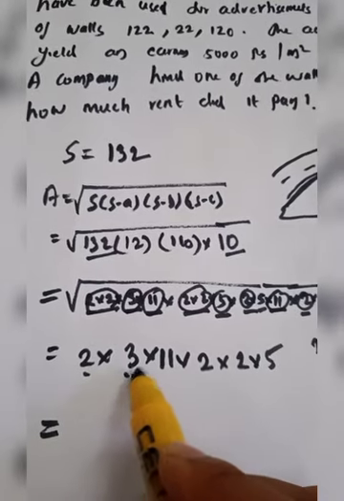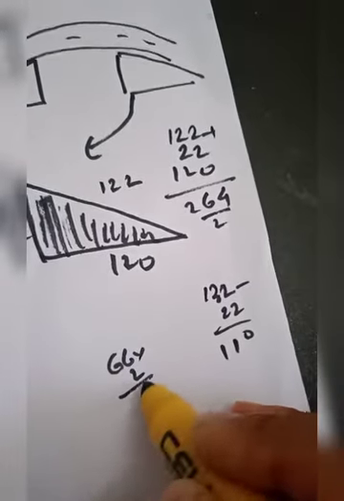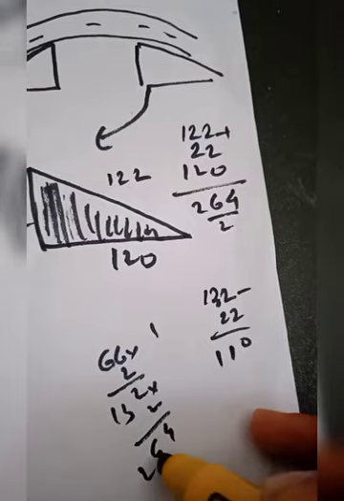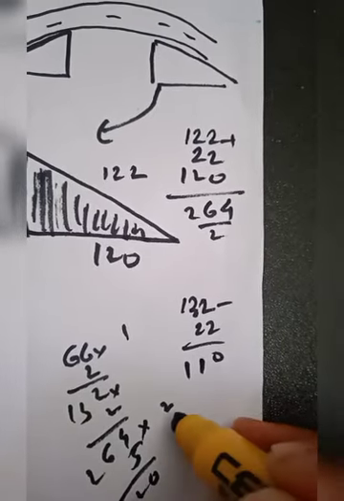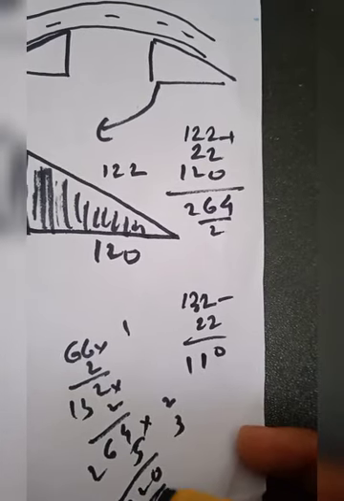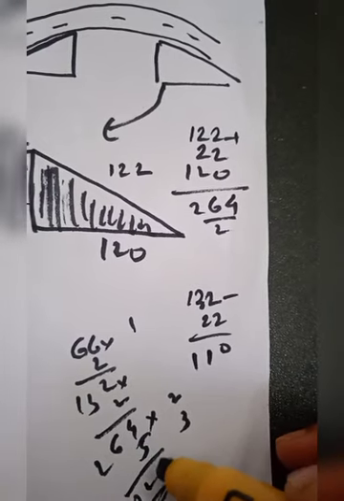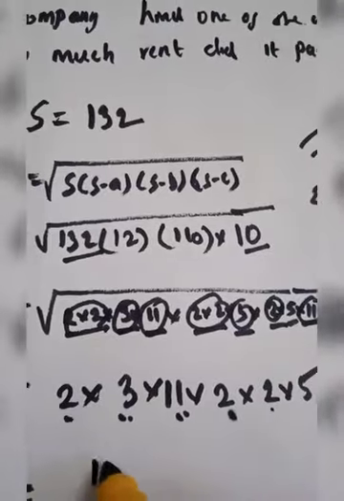2 into 3 is 6. 6 into 11 is 66. 66 into 2 means 132, no? Yes, 132. Then 132 into 2 is 264. 264 into 5 is 1320. Yes, 1320. So we got the area as 1320 meter square.